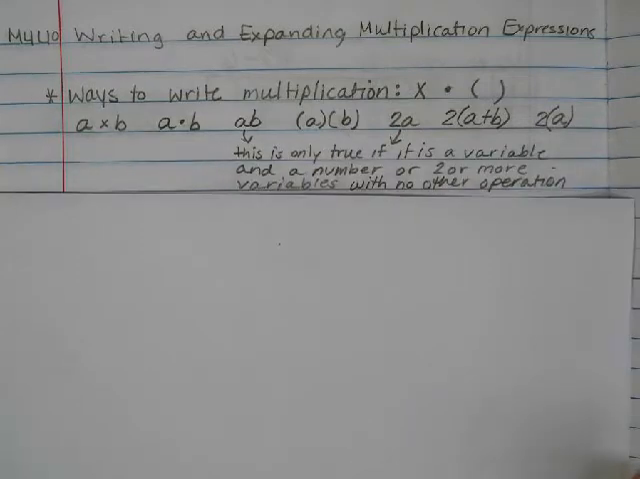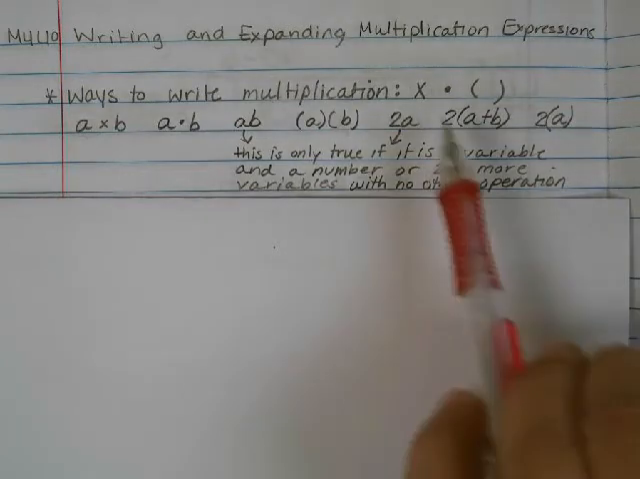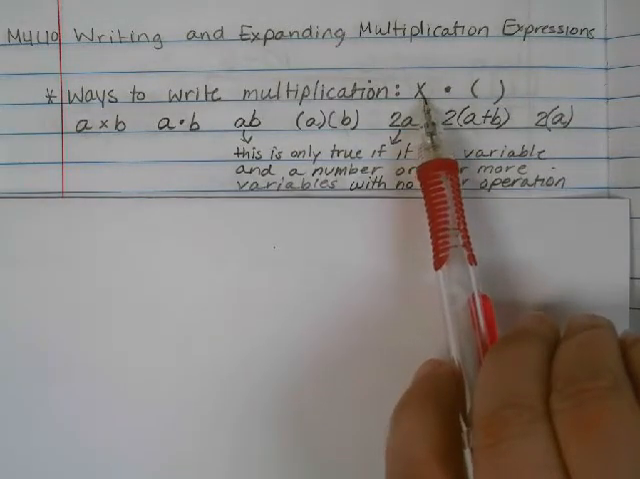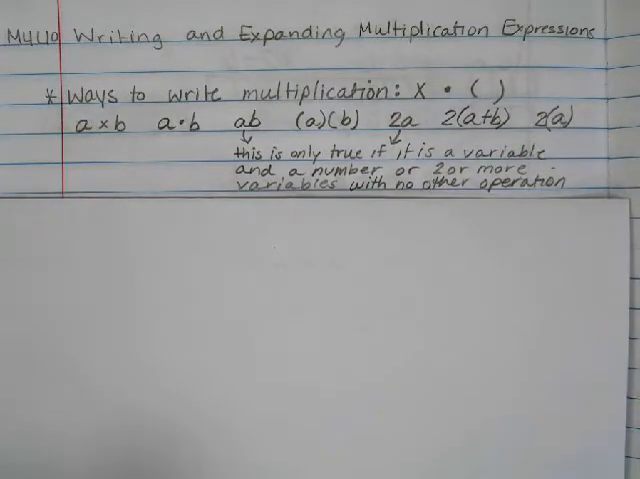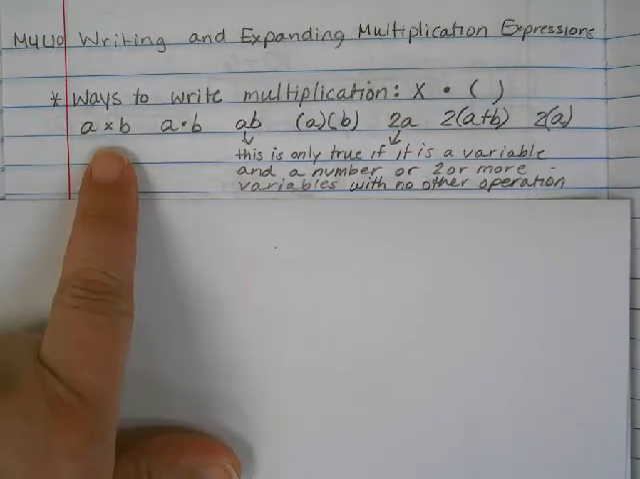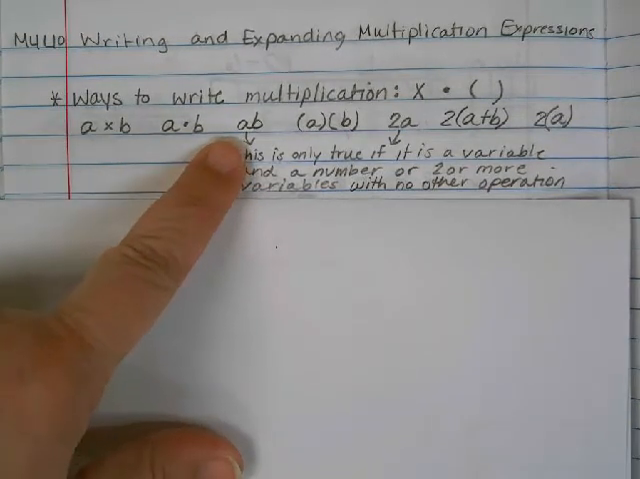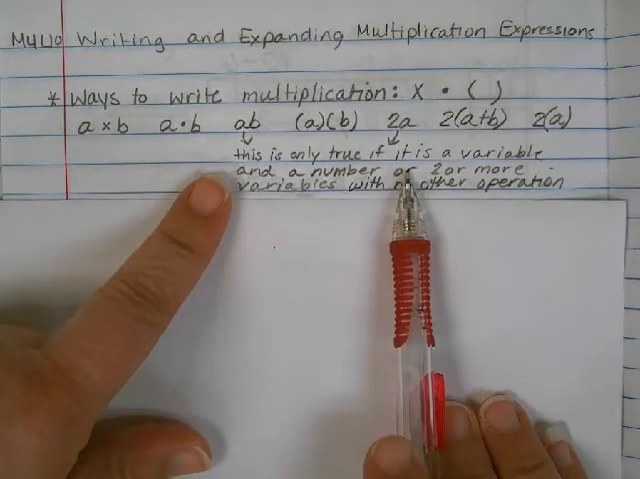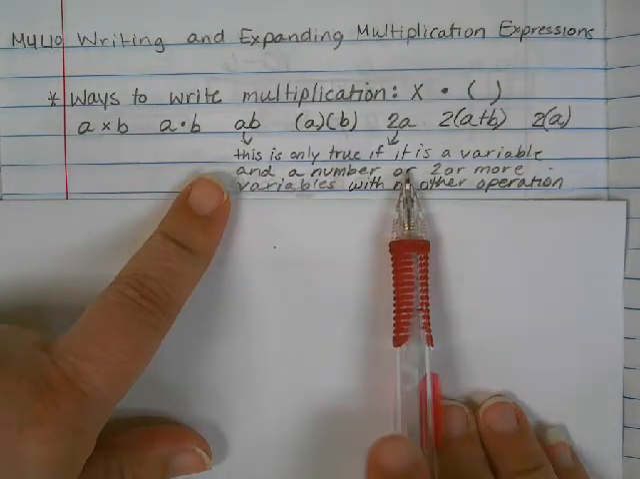The first thing I want to review with you are ways to write multiplication. Remember, we can use the symbol that looks like an X, a dot, or parentheses. So, for example, A times B written with an X, A times B written with a dot. Remember, you can put two variables side by side or a number and a variable side by side, and that means to multiply. You cannot do that with two numbers. It only works if it's a number and a variable or two variables.